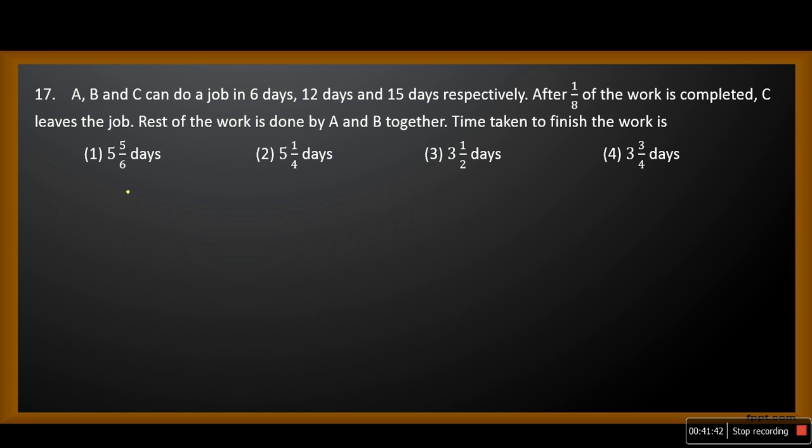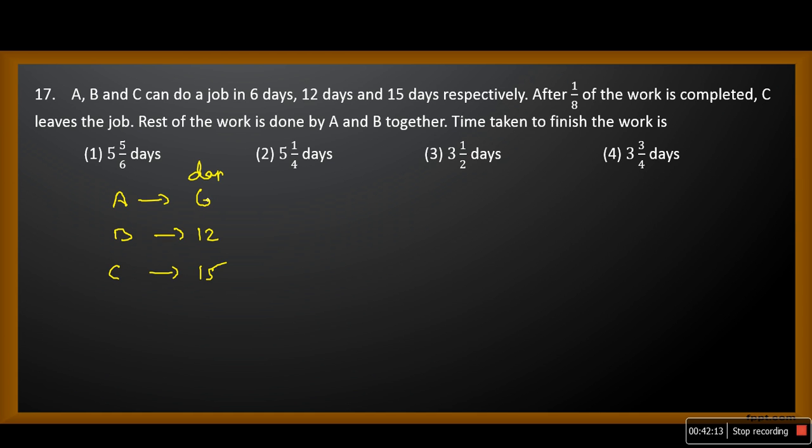A, B and C can do a job in 6 days, 12 days and 15 days respectively. After 1/8 of the work is completed, C leaves the job. The rest of the work is done by A and B together. What is the time taken to finish the work? A can do the work in 6 days, B in 12 days and C in 15 days.